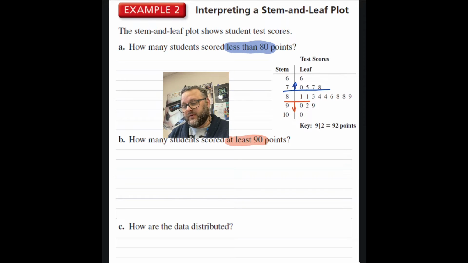We got example 2 for a stem and leaf plot. So this time it's already been done for us. We're working on beginning to interpret it. So how many students scored less than 80 points?